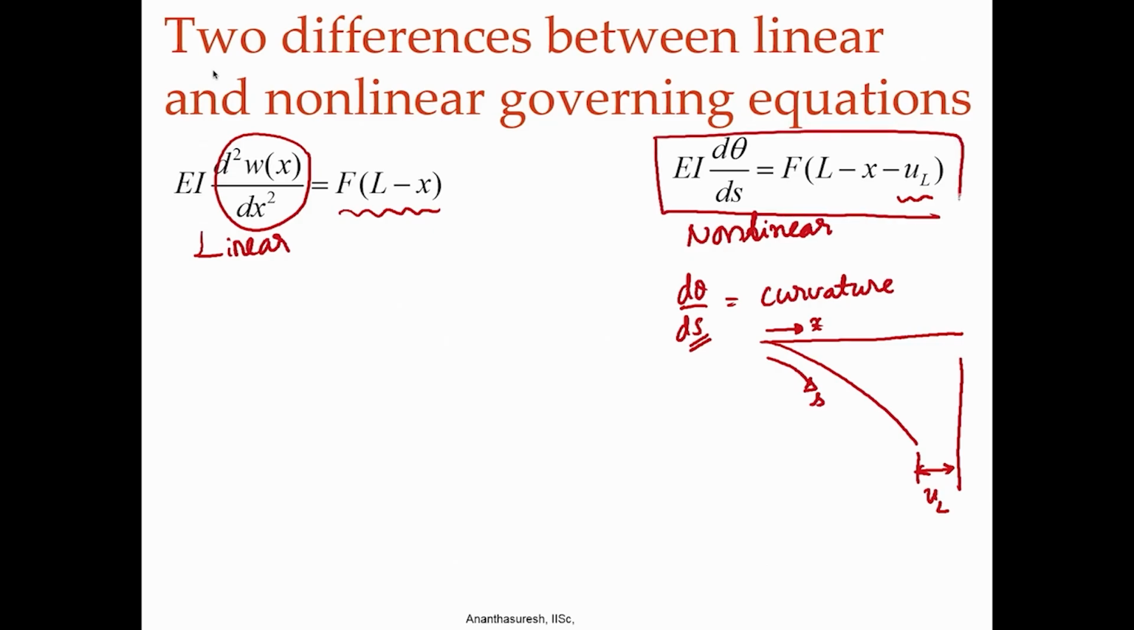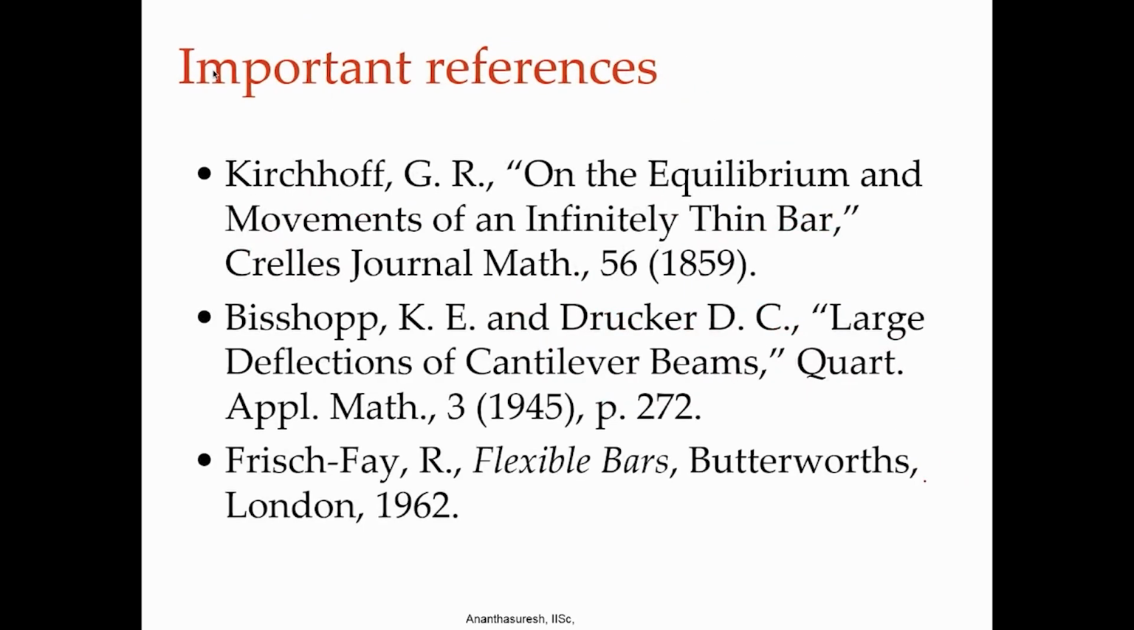So, this is the equation that we need to solve now, and you can see that this equation involves d theta by ds, which as we saw is nonlinear because there is w double prime divided by (1 plus w prime square) raised to 3 over 2. So, it is nonlinear, and we have this extra variable UL. So, we have a differential equation to solve for w of x, but we also need another equation to solve for the scalar UL, which we will see as we go along.